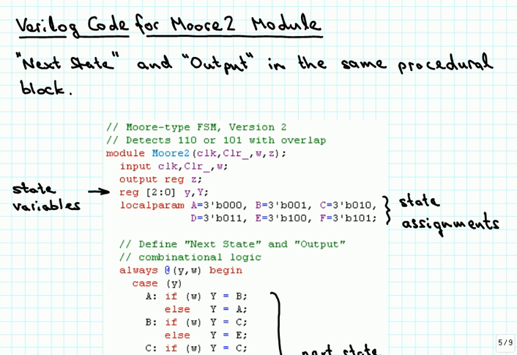So here is a second version of encoding this in Verilog. We call this the Moore-2 module. And what we did here is we took the next state and the output specifications together into the same module. Both of those are combinational logic, and so we put those together into the same procedural block, not into the same module. All of this is in one module, but the next state and output computations are now in the same procedural block. So it's the same always block.